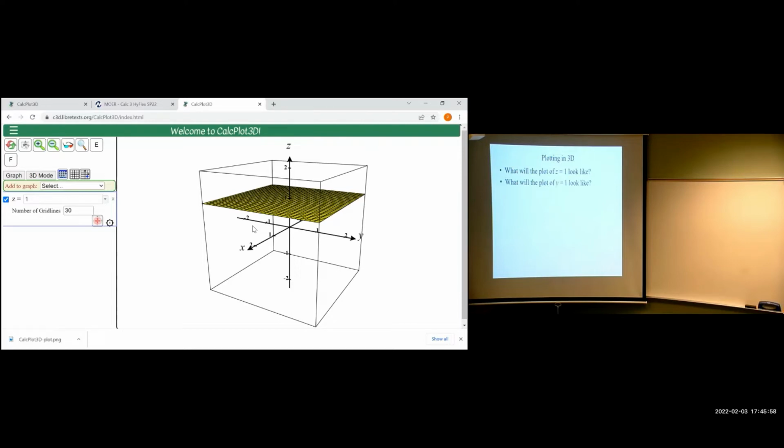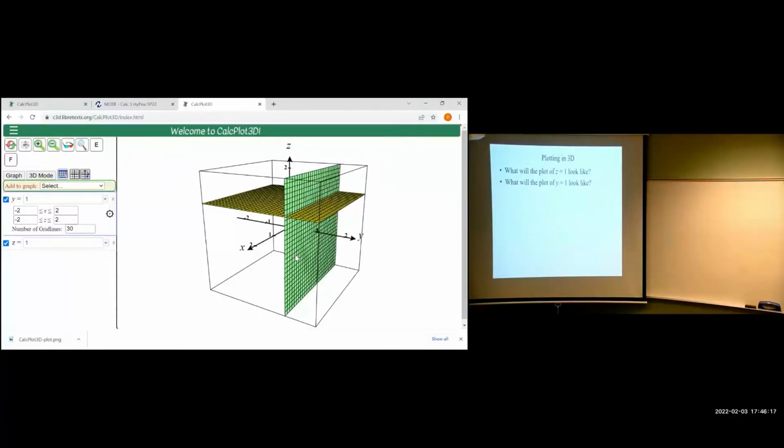Now, y equals 1 will also be a plane, except now it's going to be confined to the place where y equals 1. And if you go to select and you scroll down to function, you see how there's some other functions here at the bottom. Here's where you can put in 1 for y equals. And that gives us a plane of y equals 1.